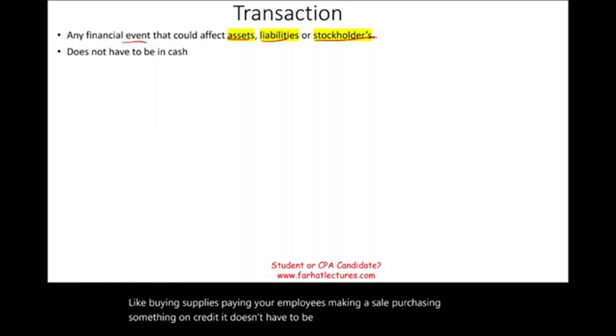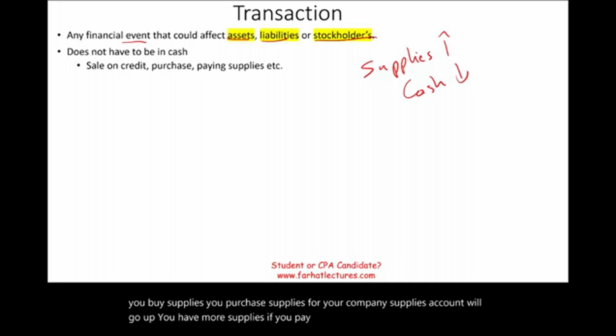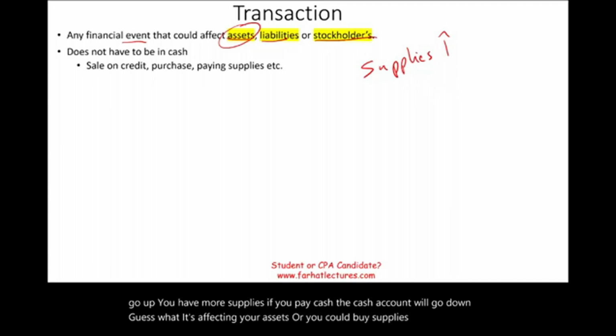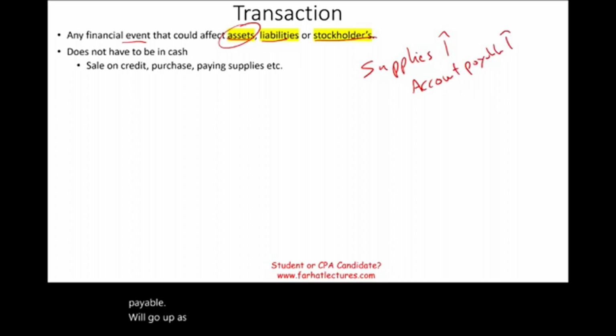An event is something that happens, like buying supplies, paying your employees, making a sale, purchasing something on credit. It doesn't have to be in cash. So when you purchase supplies for your company, the supplies account will go up. You have more supplies. If you pay cash, the cash account will go down. Well, guess what? It's affecting your assets. Or you could buy supplies on account. Your supplies account will go up, and your accounts payable will go up as well. So it could affect your liabilities. So those are the transactions that could affect your assets and your liabilities.